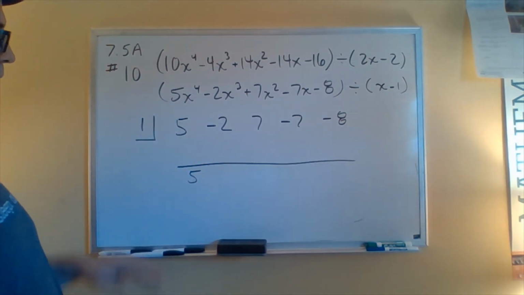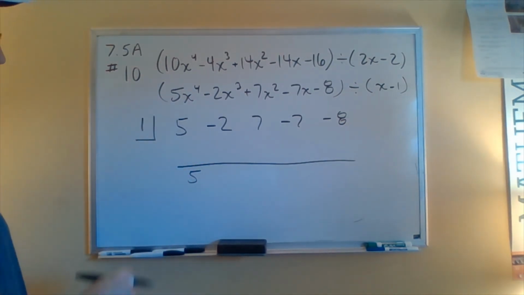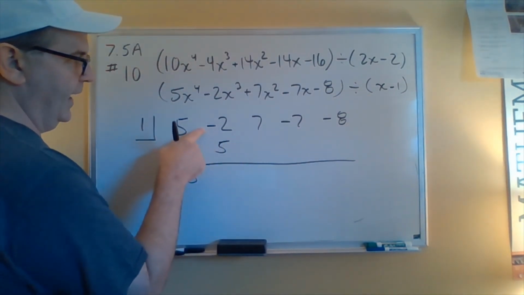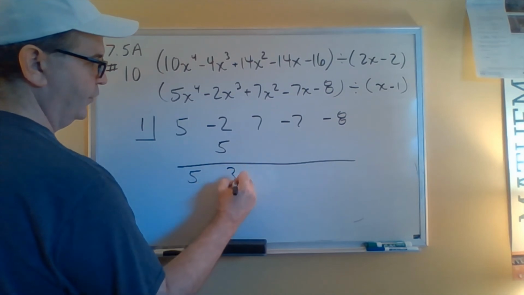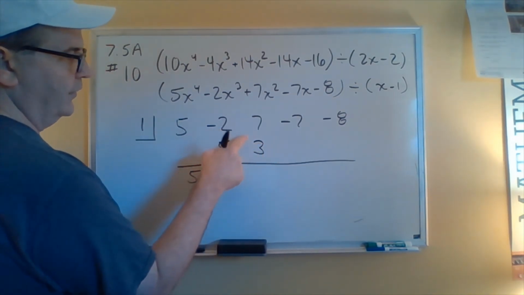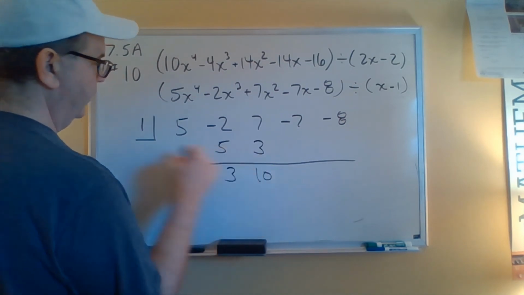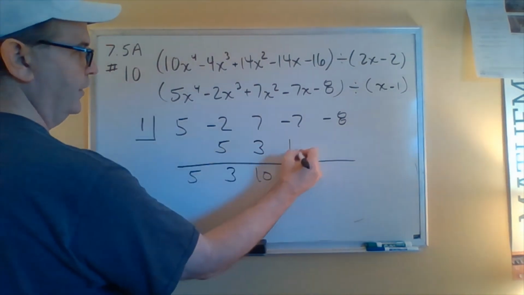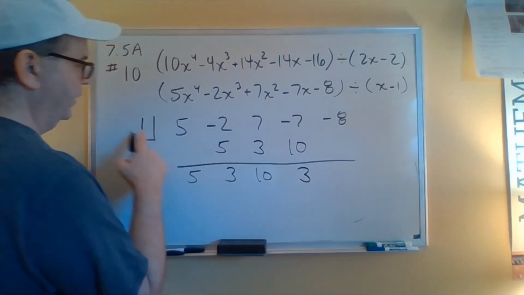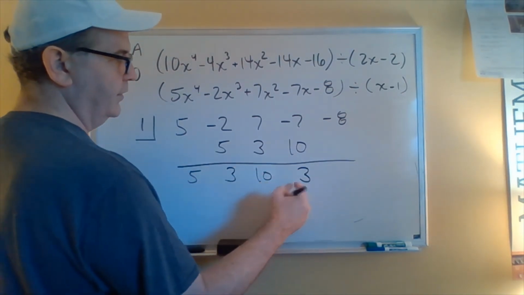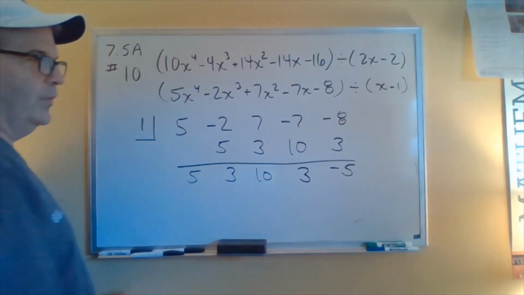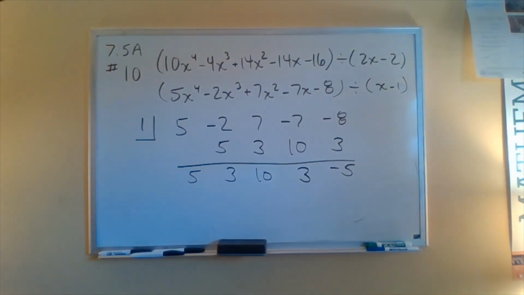Now let's begin our pattern of alternating multiplication and addition. 1 times 5 is 5. Write that above our division line and add. Negative 2 plus 5 is 3. 1 times 3 is 3. And now 7 plus 3 is 10. 1 times 10 is 10. Write that here and I add this column. Negative 7 plus 10 is 3. And finally, 1 times 3 is 3. Adding that together, negative 8 plus 3 is negative 5. I have a number in my last spot. That means I'm going to have a remainder of negative 5.